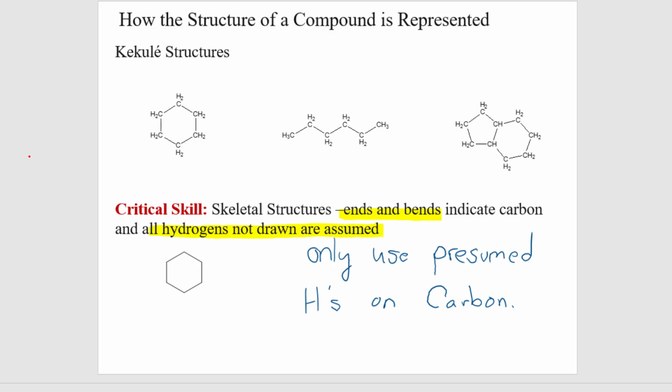This critical skill is where you guys will become more and more familiar, but it'll feel a little difficult at first, but trust me, you'll get used to it. So what I'm showing here is this 6 carbon, C6H12. This C6H12 can be redrawn as a skeletal structure using ends and bends and presumed hydrogens. You can try translating these remaining 2 compounds that are drawn in Kekule form into skeletal structures.